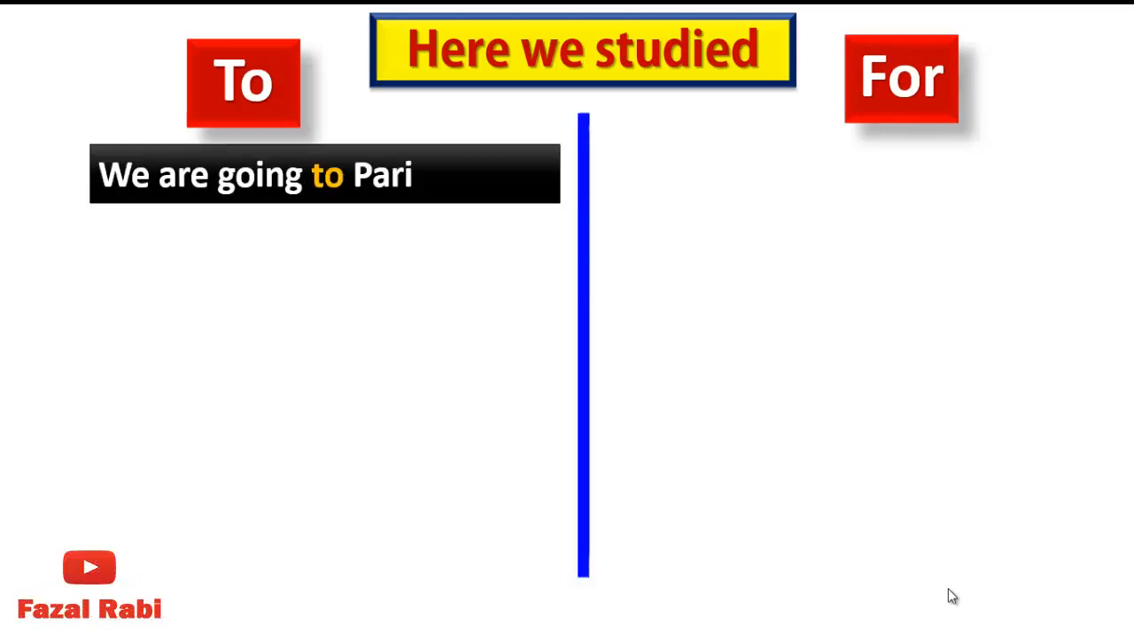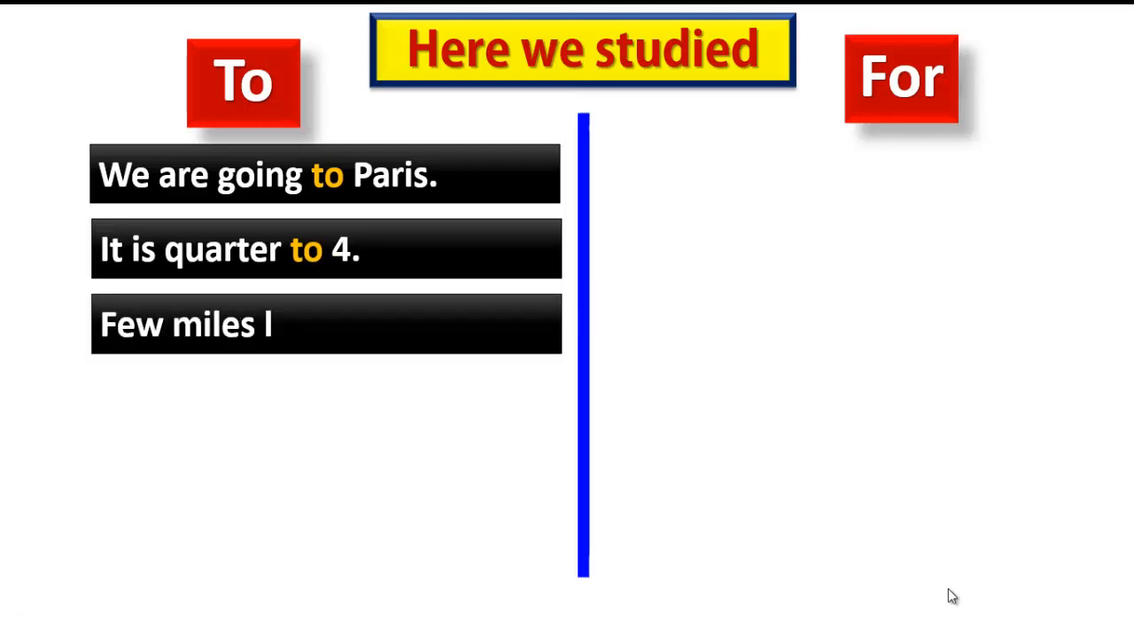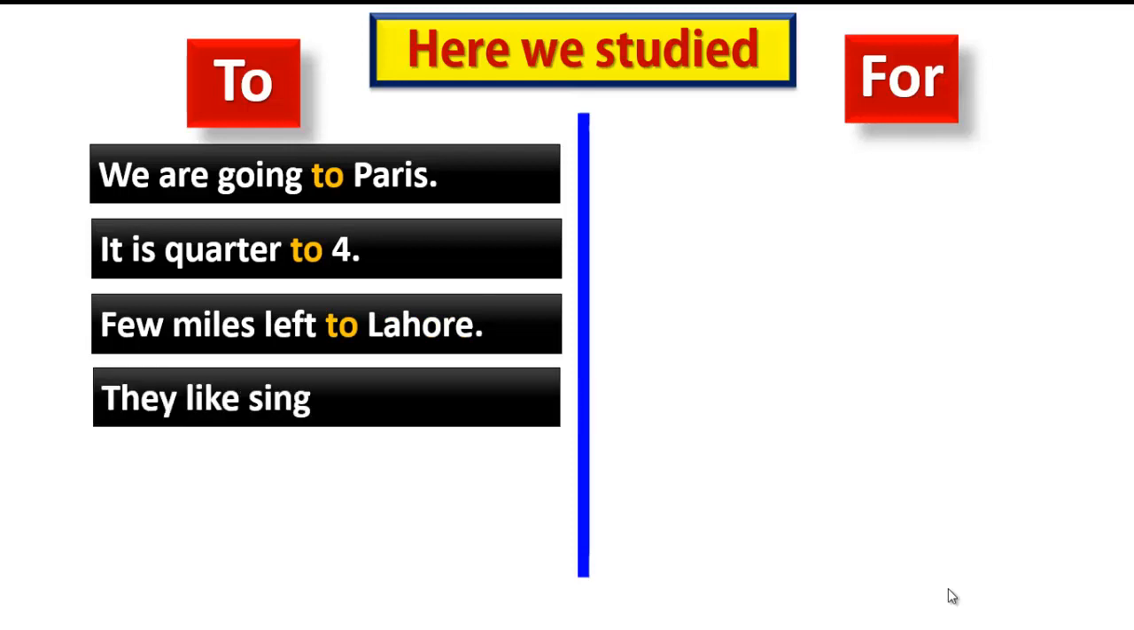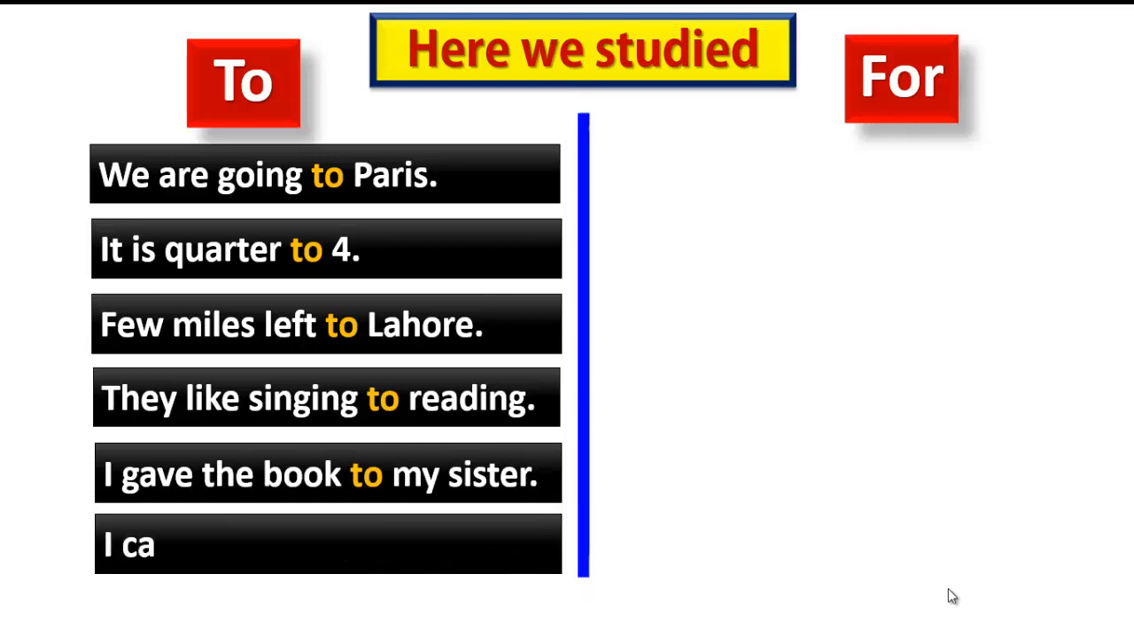Now to summarize today's lecture. Here we studied that "to" should always be used with the destination. For example, we are going to Paris. It should also be used with the time. It is 3:45. It should always be used with the distance. Few miles left to Lahore. With comparing. They like singing to reading. For giving. I gave the book to my sister. Its other use will be for motive and reason. I came here to see you.